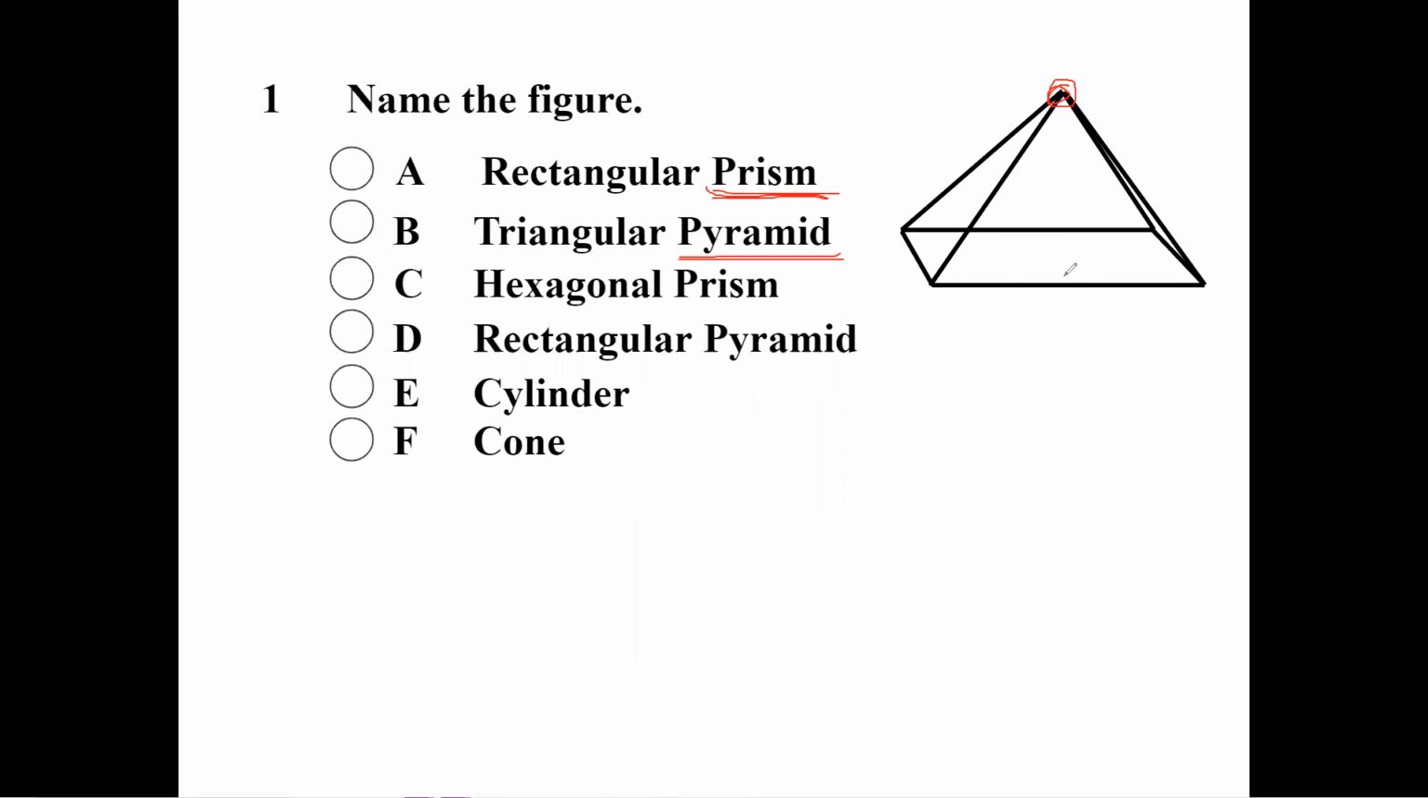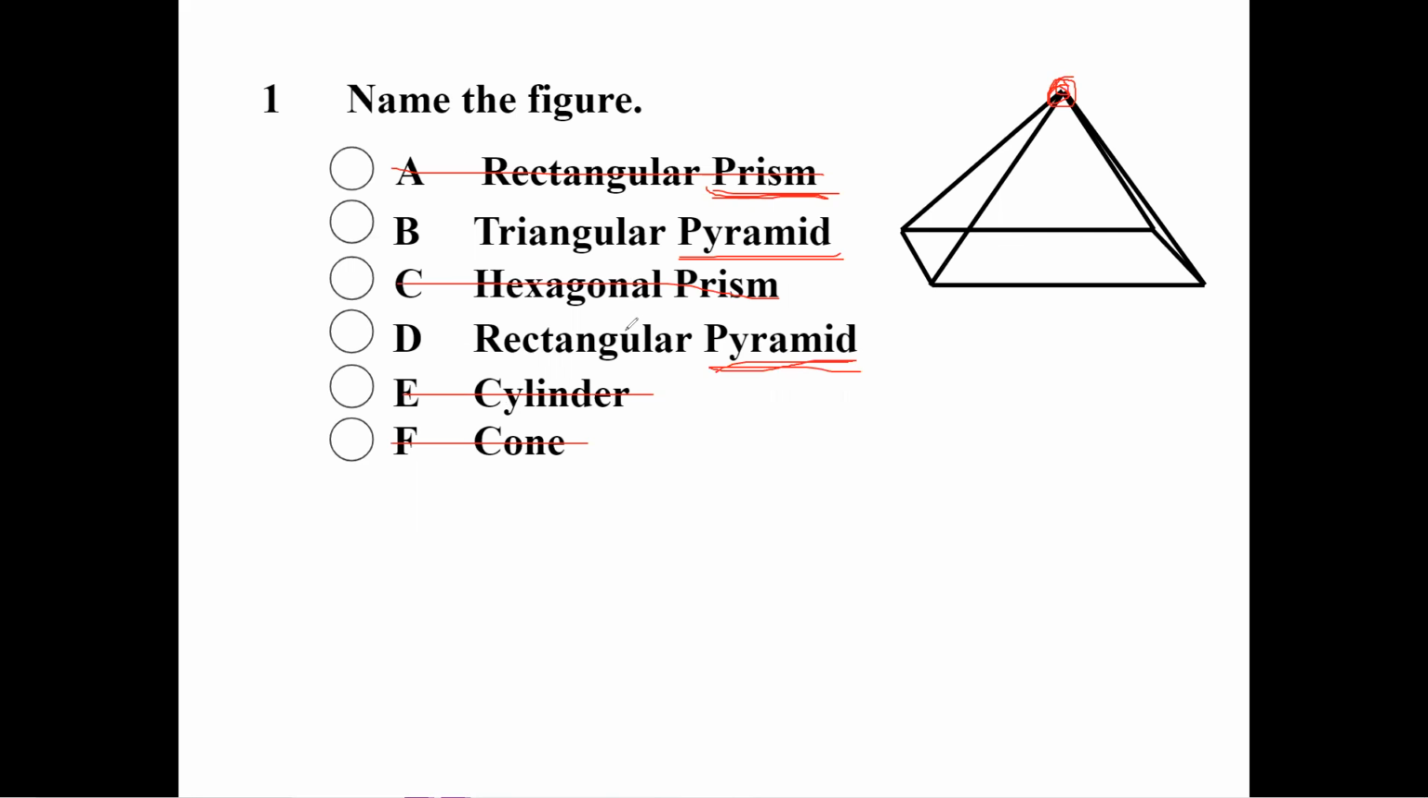And so there's going to be a point up top, and that's going to make that into a pyramid. So when I'm looking at this shape here, I automatically know it's a pyramid because it has that point up top. So I know it's not going to be A, it's not going to be C. It's not a cylinder because it does not have a circular base. A cylinder is like a pop can, so it cannot be a cylinder. Again, it does not have a circular base, so it can't be a cone. So it's either going to be a triangular pyramid or a rectangular pyramid.